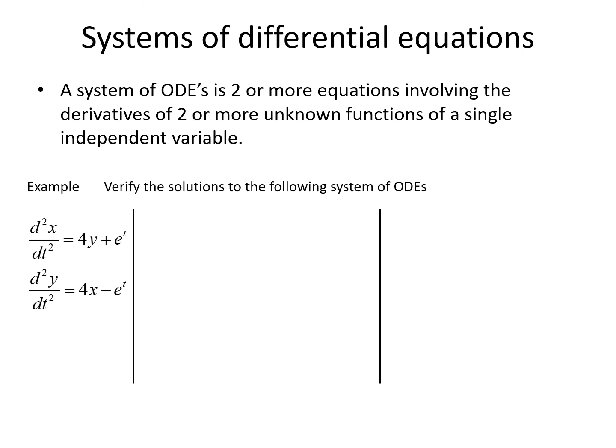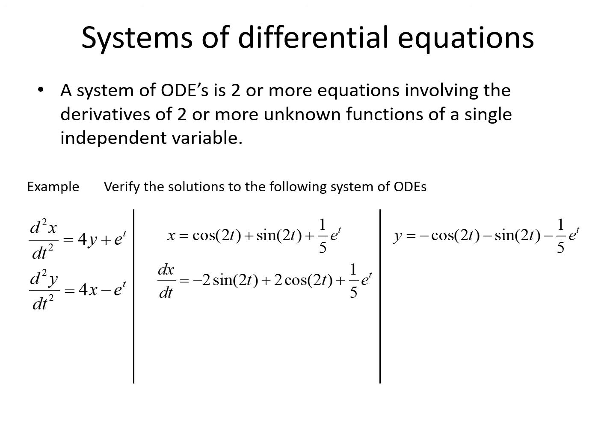All right, we want to show that x equals the cosine of 2t plus the sine of 2t plus 1/5 e to the t, and y equals negative cosine 2t minus sine of 2t minus 1/5 e to the t. We want to show that these are the solutions to the system. So we're going to use the same approach that we've done before. However, when you're dealing with a system, you have to show that both equations are satisfied, so both equations are true. So we need to find the second derivative of both of these.